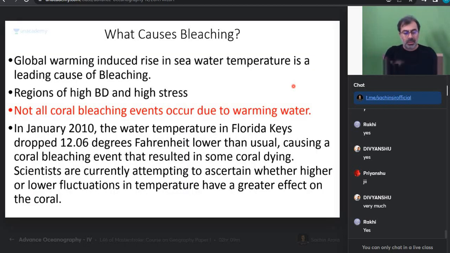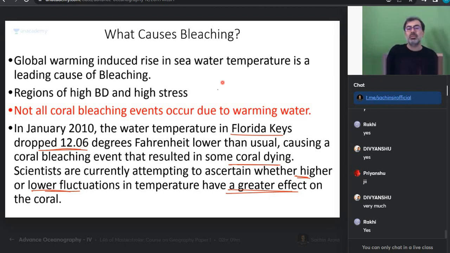What is causing coral bleaching? Let us try and understand. Global warming induced rise in seawater temperature is a leading cause of bleaching. Regions of high biodiversity have this. Not all coral bleaching events occur due to warming, and as I told you, many things occur otherwise also. In January 2010, the water temperature of Florida Keys dropped, causing a coral bleaching event that resulted in some coral death. Scientists are currently attempting to ascertain whether higher or lower fluctuation of temperature has greater effect.